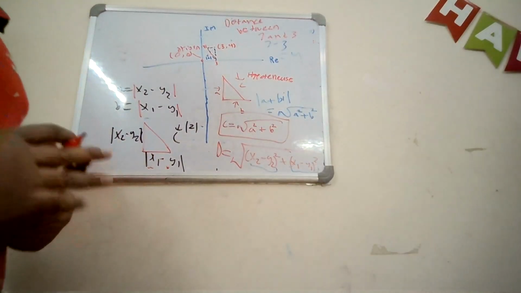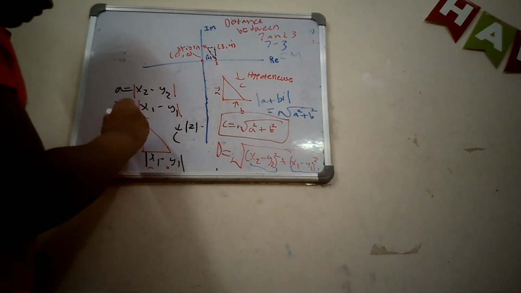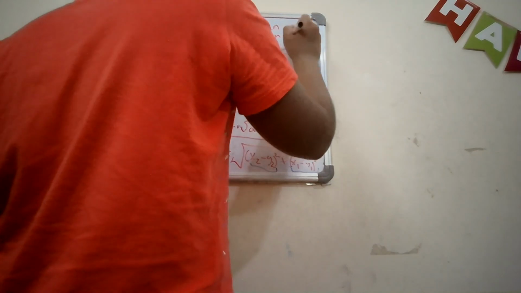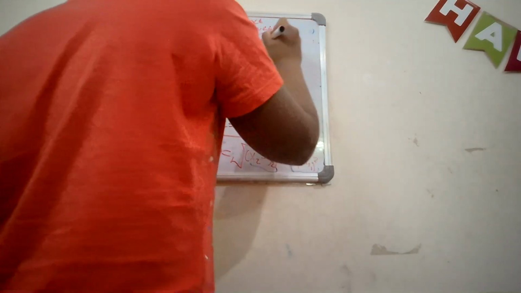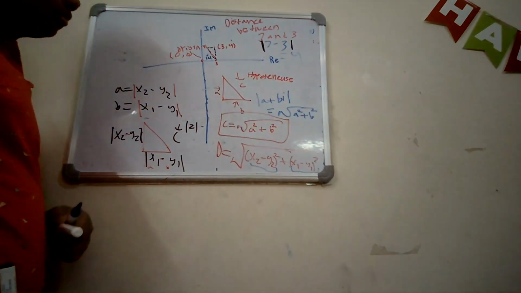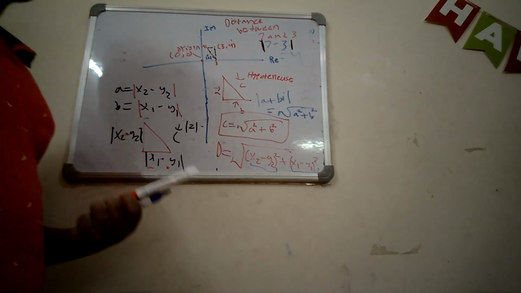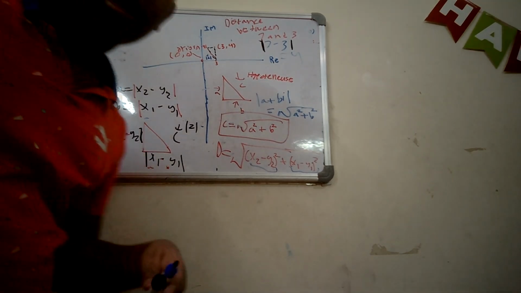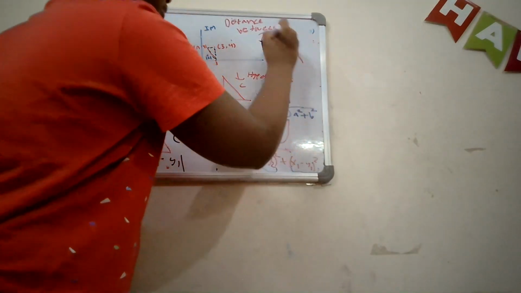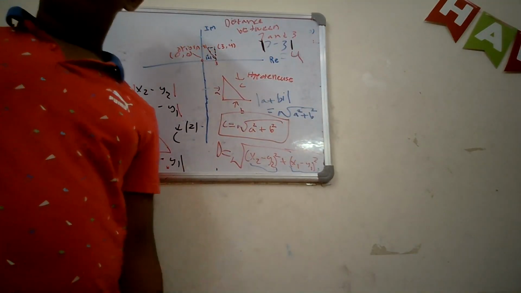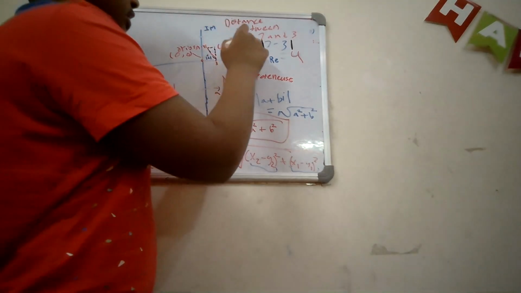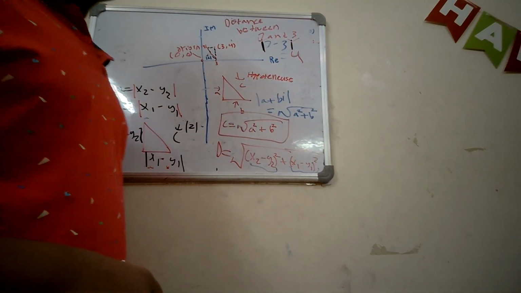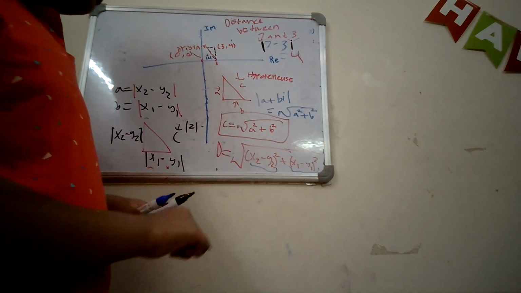That's why I'm subtracting it. And that's why we gotta put a modulus here. Because when you're finding the distance between two numbers, it's common logic. We're putting the modulus here because the distance between 7 and 3 is 4. That makes sense. But if I find the distance between 3 and 7, I'm gonna subtract them also.